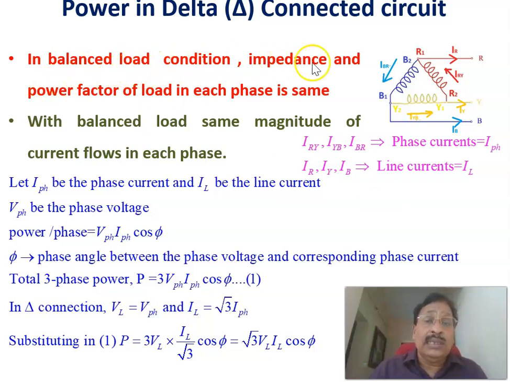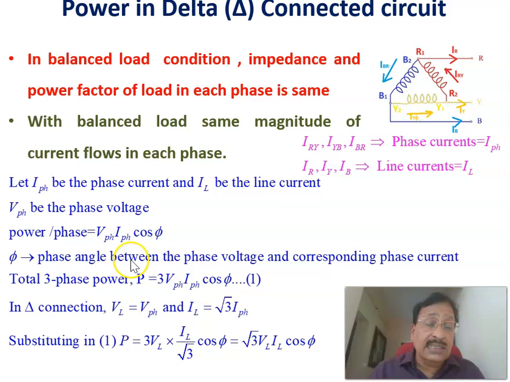In a balanced load condition, the impedance and power factor of the load in each phase are the same. That's called the balanced condition. Impedance will be the same, voltage will be the same, and the phases are all 120 degrees apart. With a balanced load condition, the magnitude of the current flowing in each phase is the same. Therefore, the current flowing through each phase is the same. Similarly, the line current magnitudes are also the same. Now, coming to the derivation, let I phase be the phase current, IL be the line current, and V phase be the phase voltage.